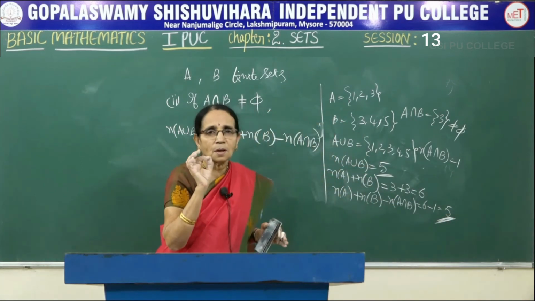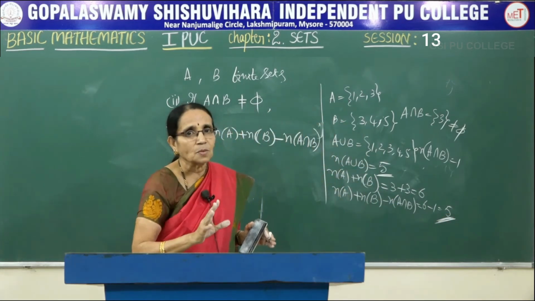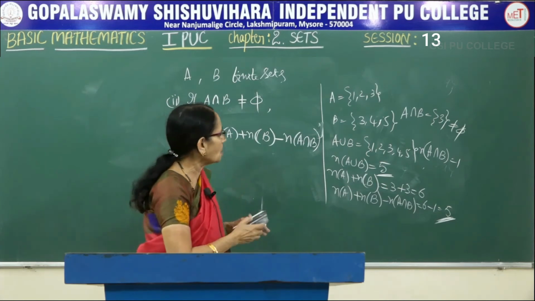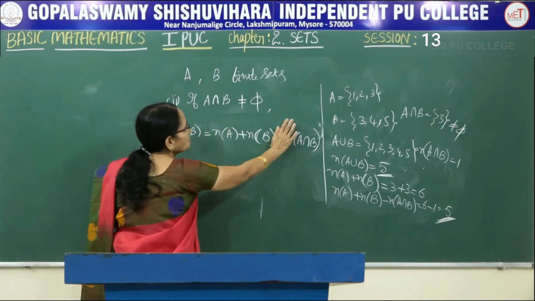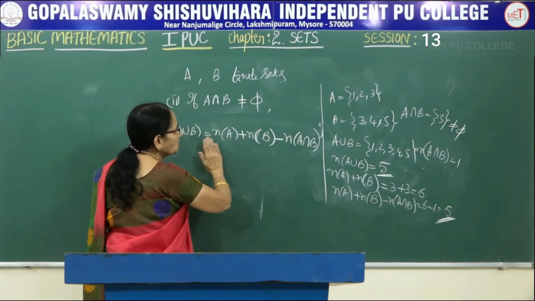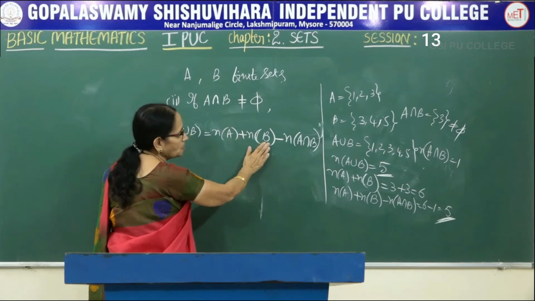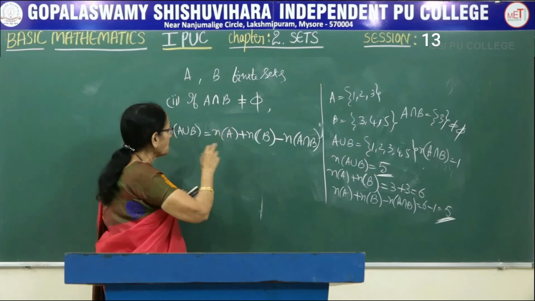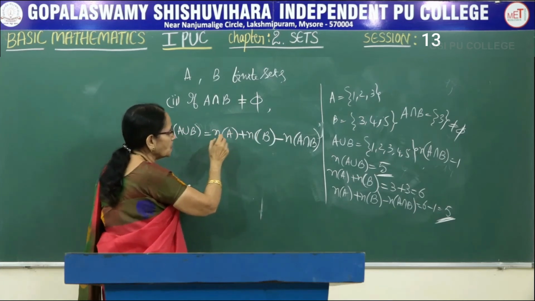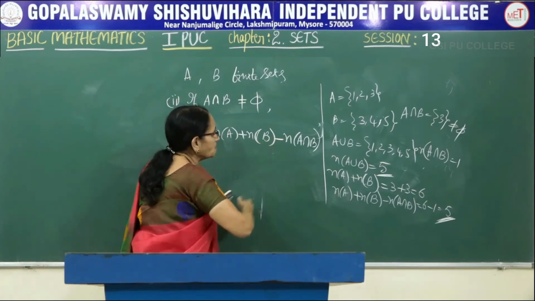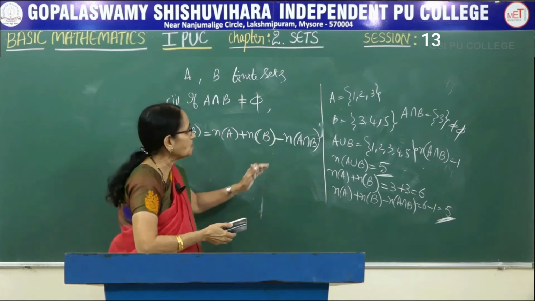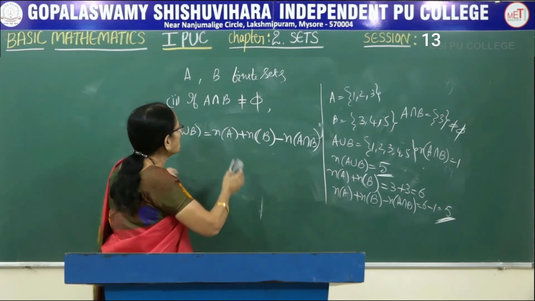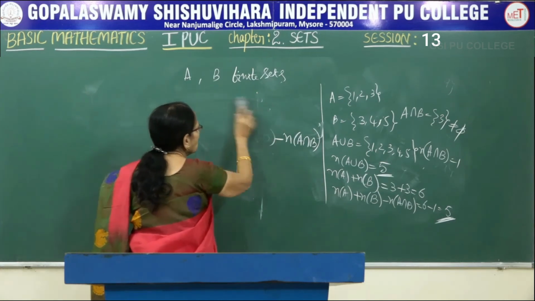When the sets A and B are disjoint, or they do not have a common element, then A intersection B is a null set and the formula reduces to only this much: N of A union B equals N of A plus N of B. Suppose there is a common element, say 1, then N of A union B is N of A plus N of B minus N of A intersection B. That means we take out the number of common elements from the total, and that gives us the actual value.